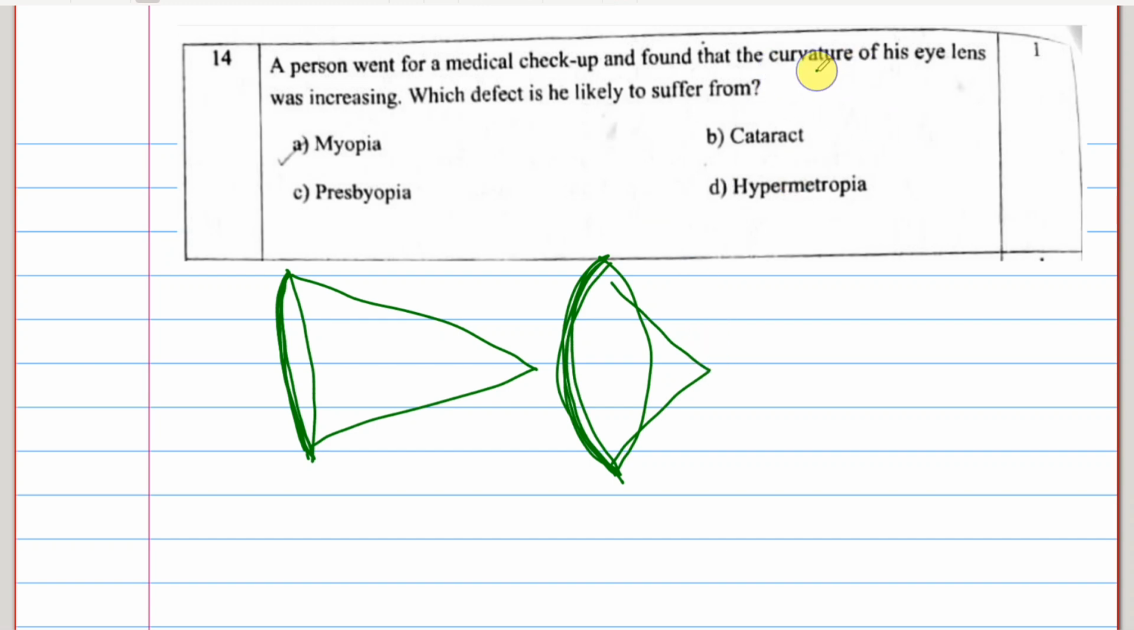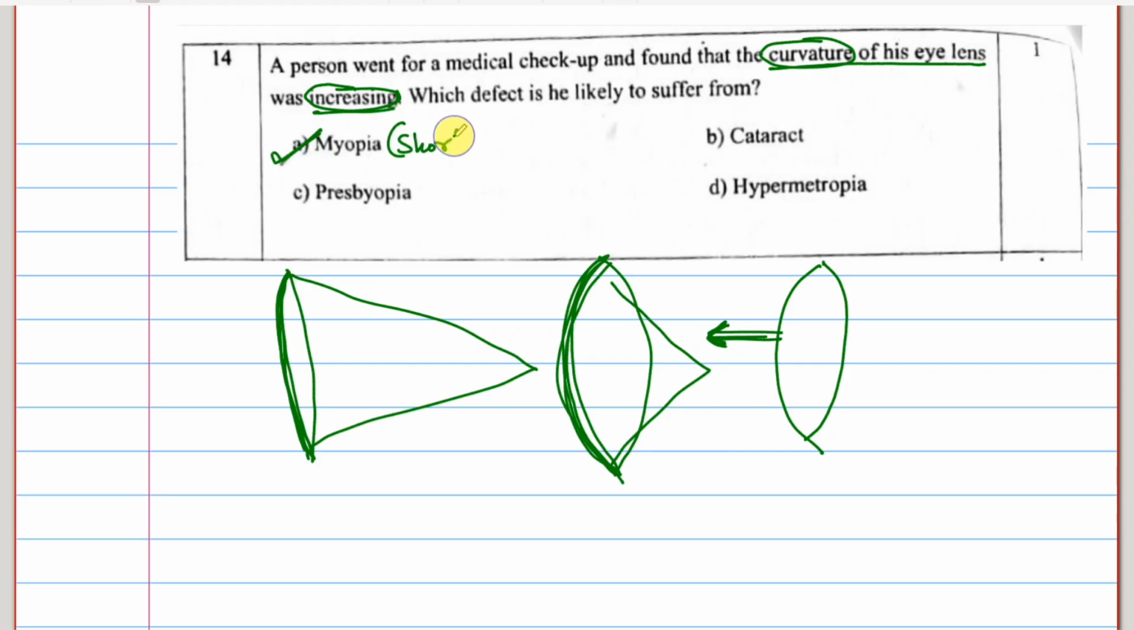They are talking about the curvature of his eye lens increasing. Increased curvature means the lens is becoming thick, more curved. So if the lens becomes thicker, then the focal length will become smaller or shorter. Focal length becoming shorter means short-sightedness, which has a short name, myopia.